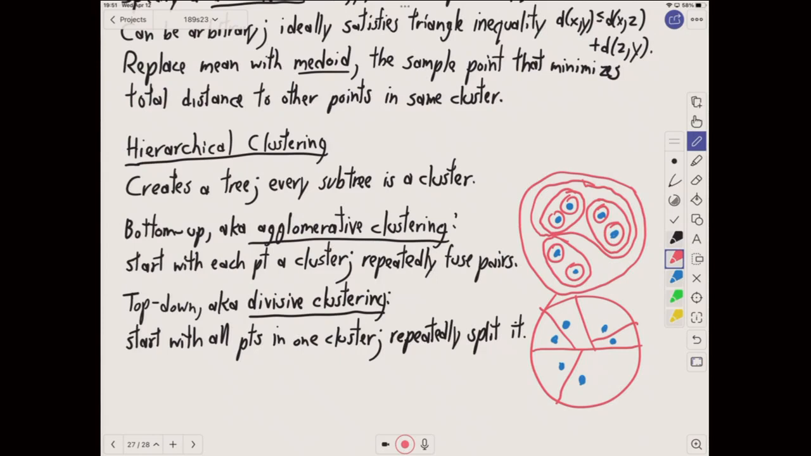Now, when the input is a point set, as I've illustrated here, usually agglomerative clustering is used a lot more in practice than divisive clustering. But when the input is a graph, it's the other way around. The common way to do graph partitioning into smaller graphs, it's divisive.